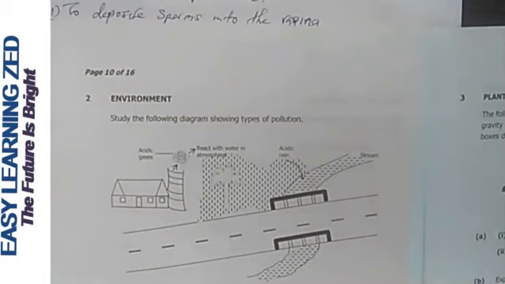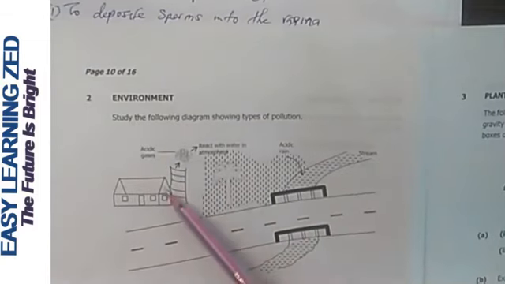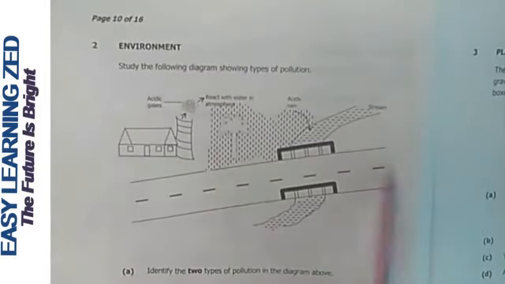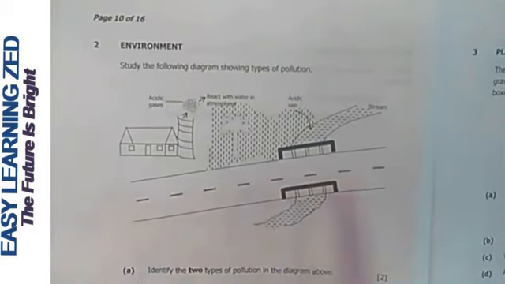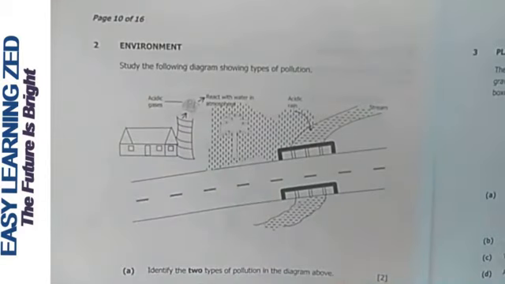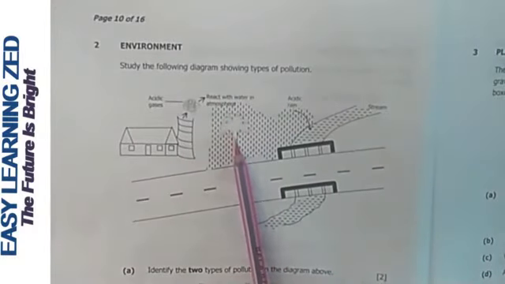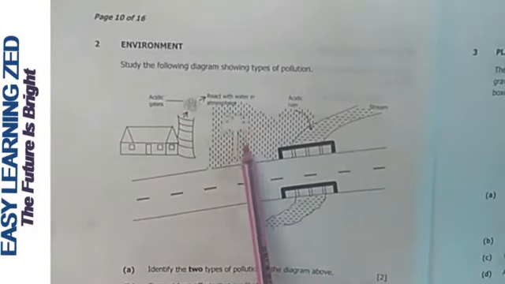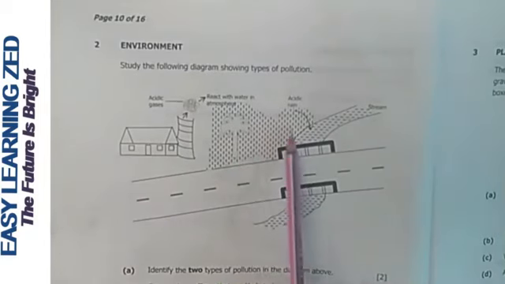Question 3 was as follows. Study the diagram showing types of pollution. We can see water here, we have the road, and we have the factory there. We can see that this factory is producing smoke, and this smoke reacts with water in the atmosphere, and then there is also acidic rain.